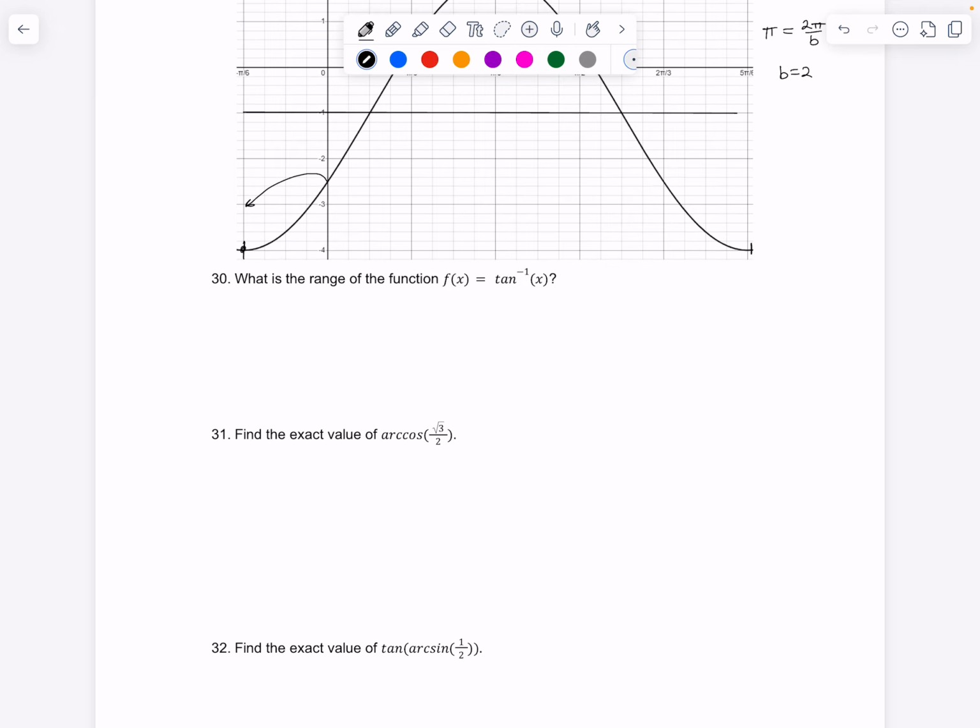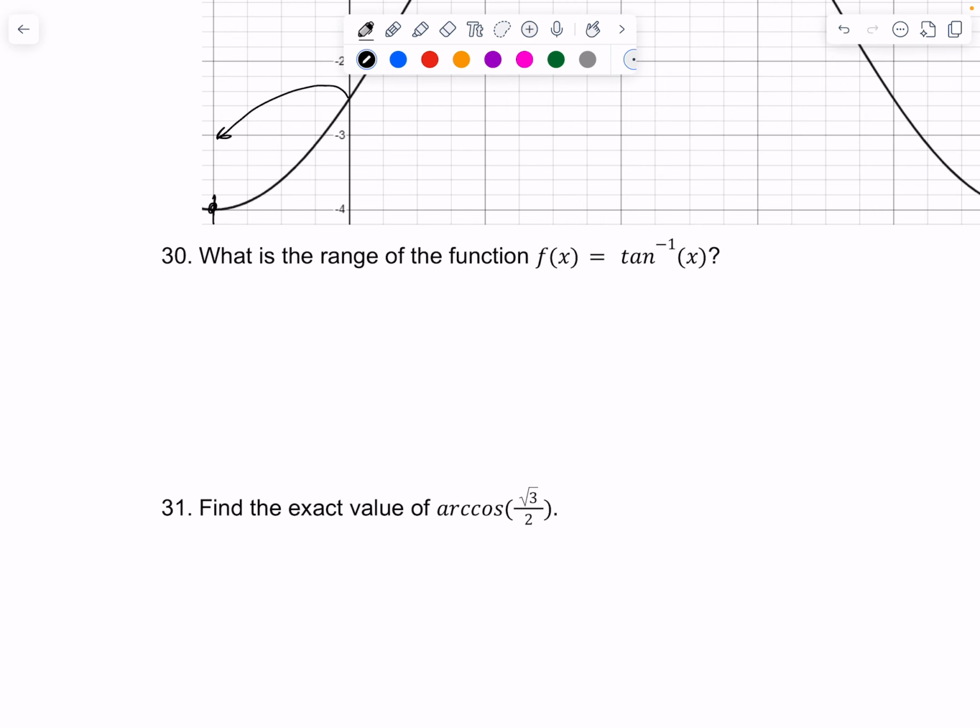Okay, let's see. So this is asking for the range of the function inverse tangent. So the first thing I would do is think about the function tangent. So this is tangent. Tangent has an asymptote at pi over 2, another asymptote at negative pi over 2. And we know that before we take an inverse, and taking an inverse means we switch x and y, we have to chop it. So normally tangent would repeat a bunch of times. We're going to ignore that. We're chopping it at pi over 2 and negative pi over 2.